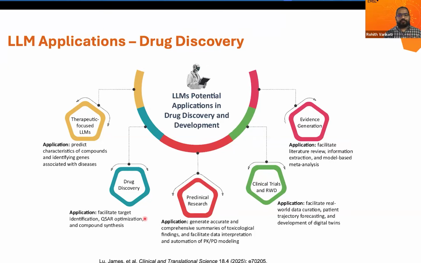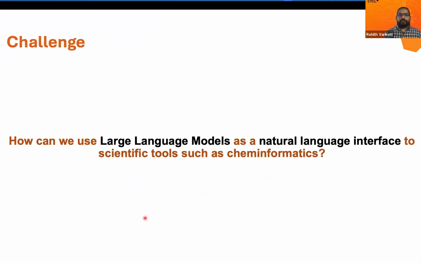But what is the main challenge we have right now? We do have LLMs, and we do have these freely available open source tools, such as cheminformatics tools and bioinformatics tools. How can we build an interface between them? And this is where our CACTUS comes into play.